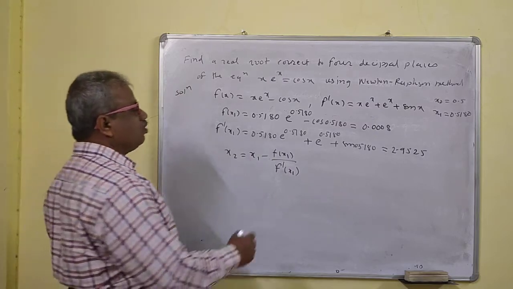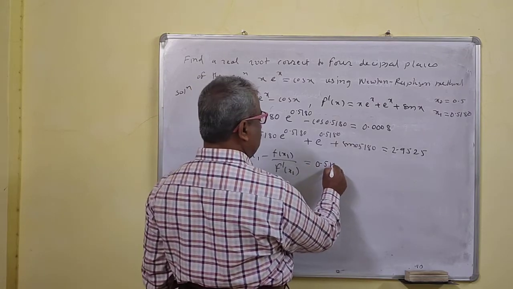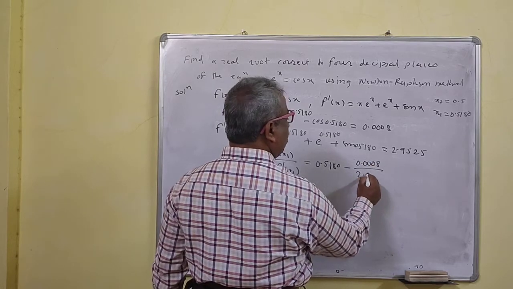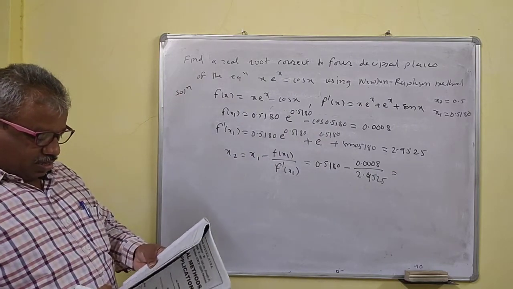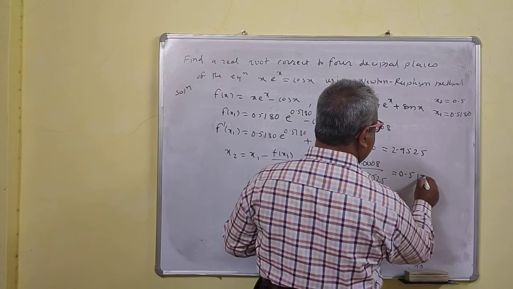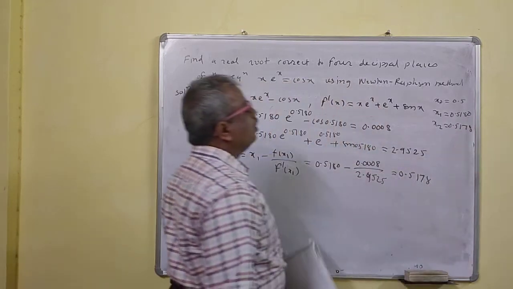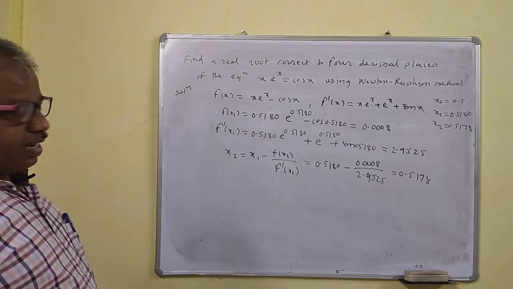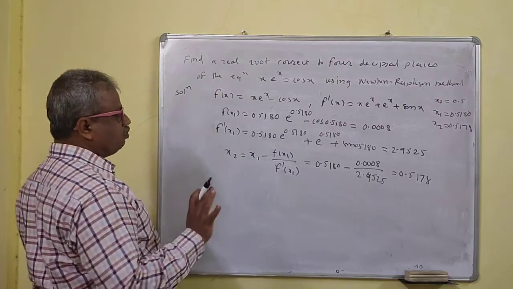Now what is your x1? Your x1 is 0.5180 minus 0.008 upon 2.9525. If you do this calculation, you get 0.5178. So your x2 is 0.5178. Up to 2 decimal places we get a correct root. Now we have to do one more iteration, because up to 4 decimal places we need the correct root.